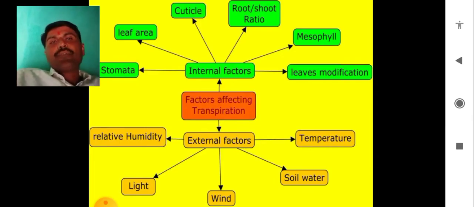Now we move towards the external factors. External factors are related to the physical state or physical matters of the plant. These are usually relative humidity, light, wind, water content in the soil, and temperature. These are the five factors which affect the transpiration rate or the transpiration process.